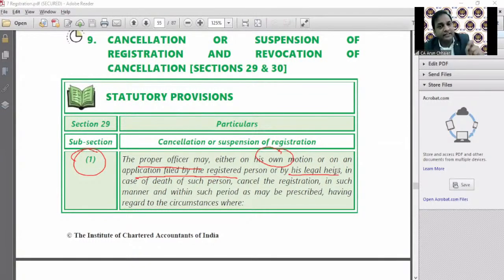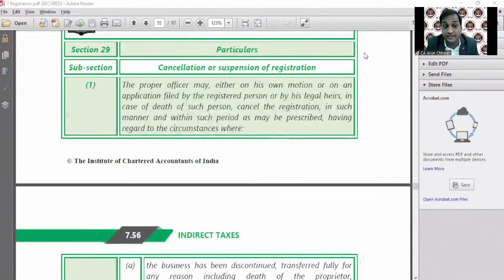Please note one thing. Once I have taken the registration and until the time I am registered, whether my turnover crossed the threshold limit or is below the threshold limit, I have to pay the GST on my taxable supplies. Only point, yes, I can surrender, I can cancel. If I cancel, then no problem. You are not required to pay the GST once the GST number is cancelled.